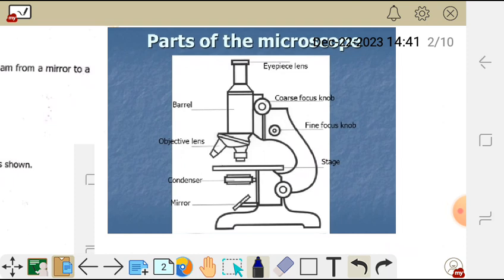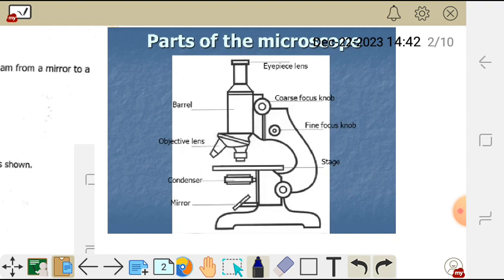So you can see we have the mirror here. Then from the mirror, we have the condenser. Then we have the stage where the specimen is placed. So this is where the specimen is placed on the stage. Then from there, we have the objective lenses. Then from there, we are going to have a barrel. This part here is the barrel, and then we are going to have the eyepiece, where the viewer is going to view the specimen from.